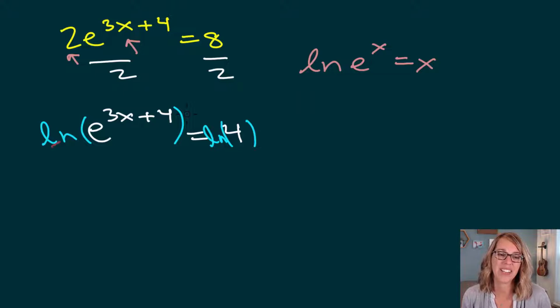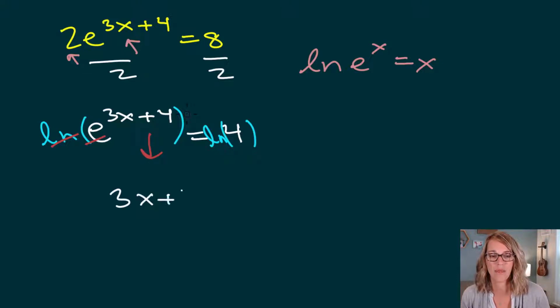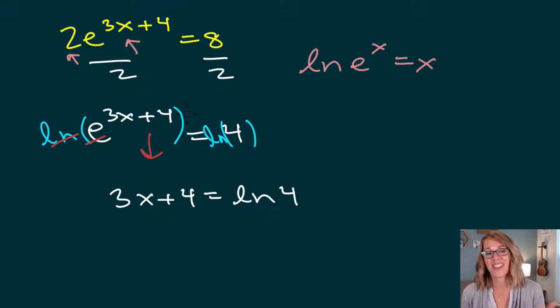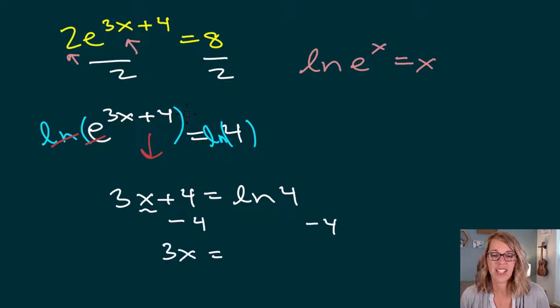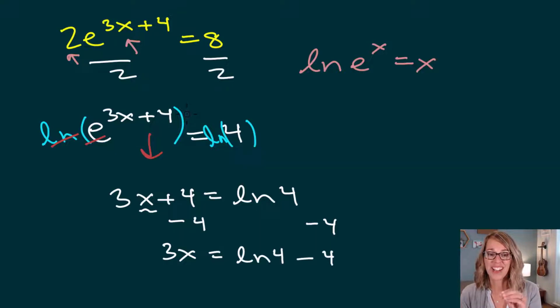Okay, so what does this give me? The natural log and my exponential base e, they cancel each other out, and I'm left with a 3x plus 4. On the other side, I have my natural log of 4. Now there's nothing else that I can simplify with that natural log of 4, so I can keep going and isolate my x. I need to subtract a 4 from both sides. So I end up with 3x is equal to the natural log of 4 minus a 4. You cannot combine those 4s. The first one is trapped inside the logarithm, so we're going to leave it just like this.